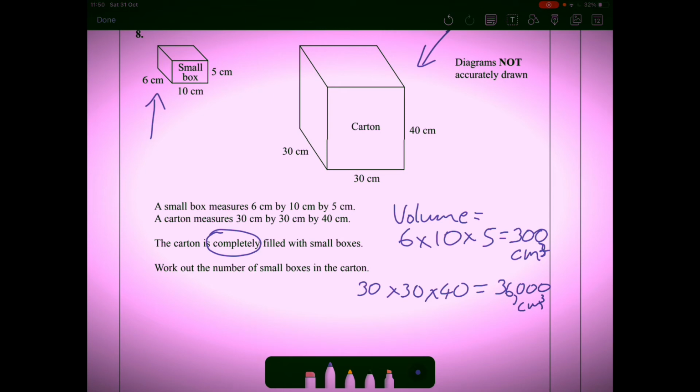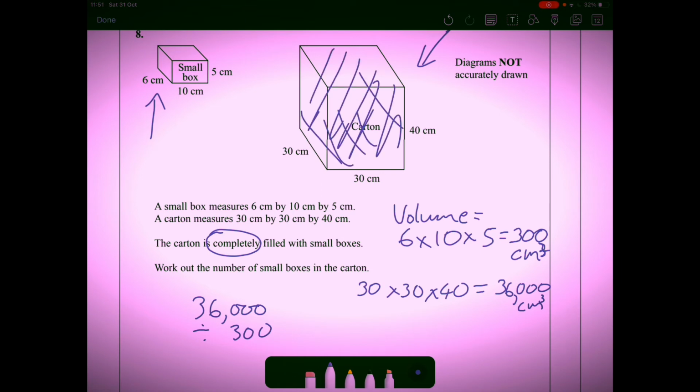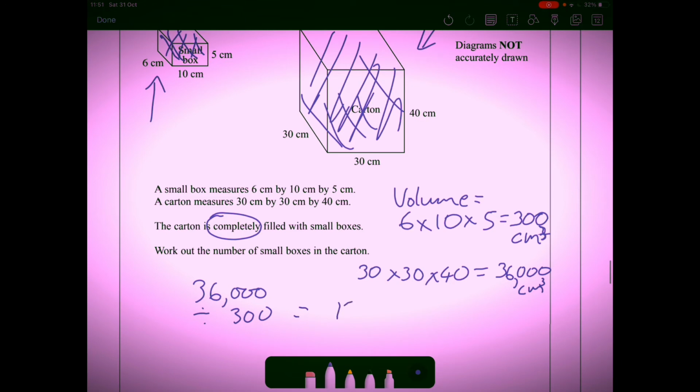What I need to do is do 36,000 divided by 300. Because we're basically saying the total cubic capacity inside here is 36,000 and the total cubic capacity of this is 300. If we know it's completely full, then it's basically jamming those ones into the big one with no gaps. The answer to this will be 121 smaller boxes.